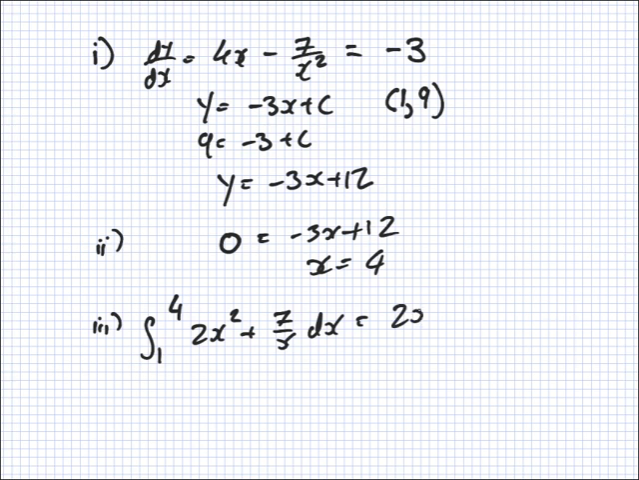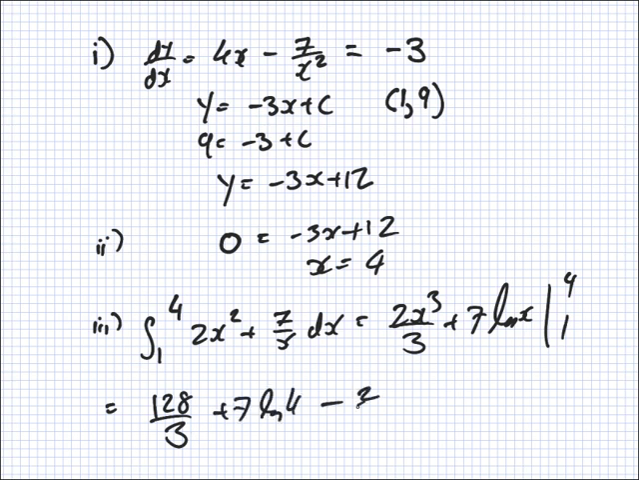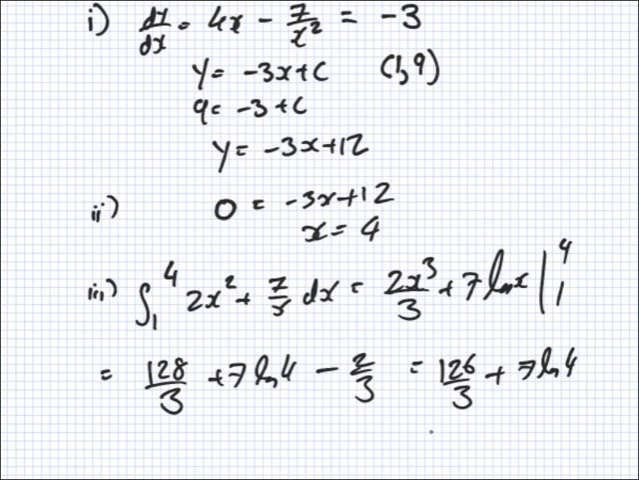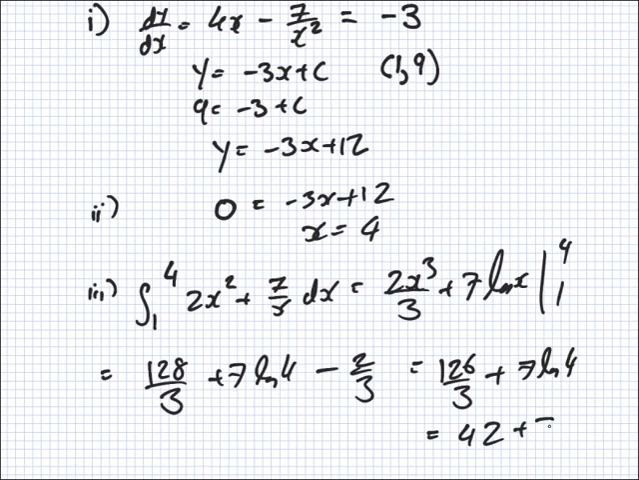So that will be 2x cubed over 3 plus 7 log x, from 1 to 4. First I put in 4. 4 cubed is 64, isn't it? 64 times 2 is 128. 128 over 3, plus 7 log 4. Minus 2 over 3. So that will be 126 over 3 plus 7 log 4. 3 does go into that. 3 goes into 126 42 times. 42 plus 7 log 4 is what I'm getting for the area.